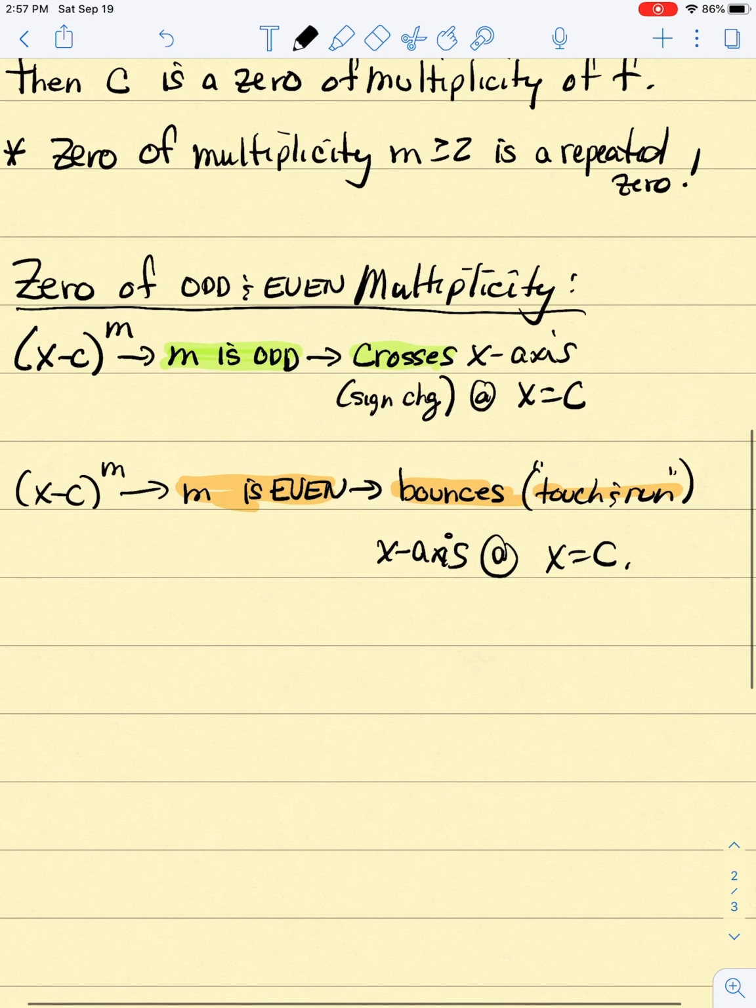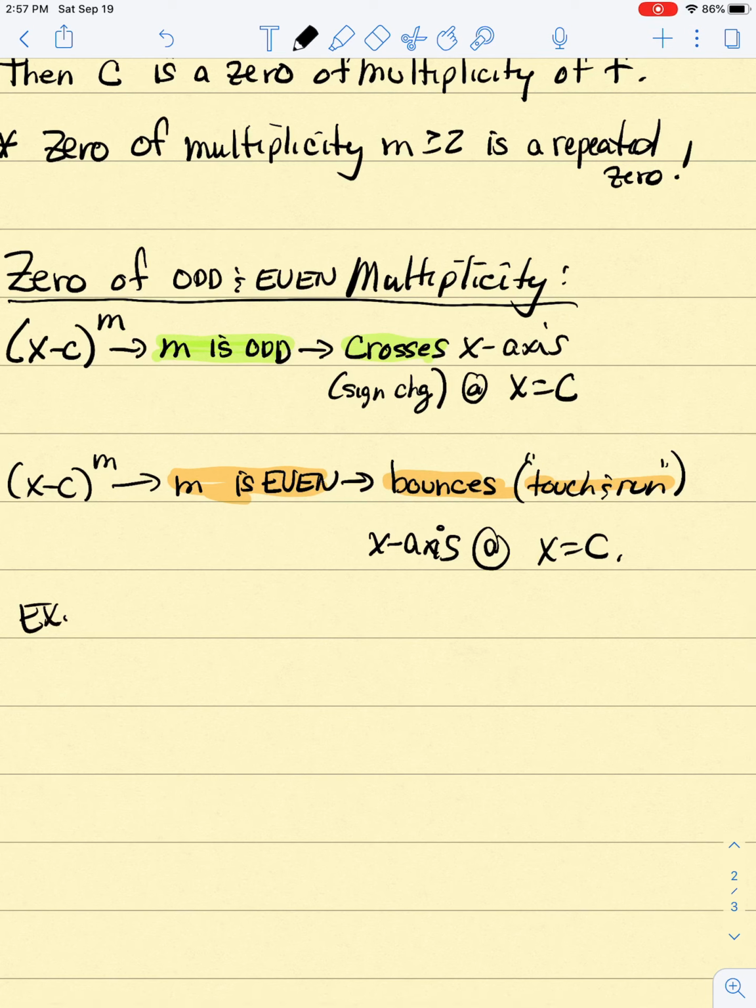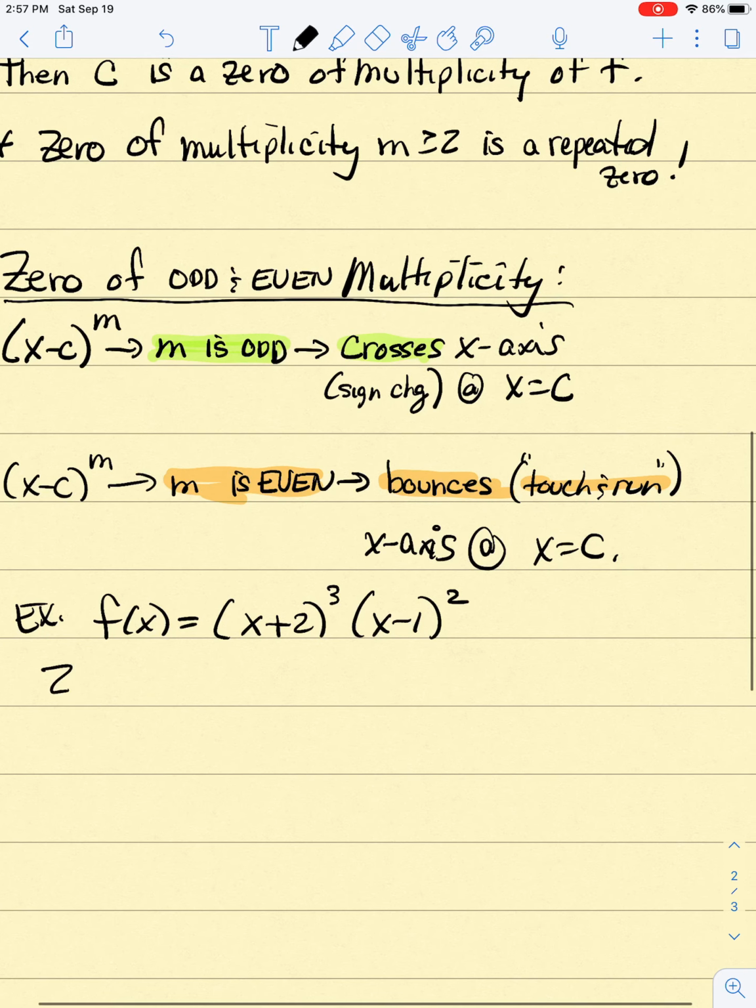Okay, so let's take a look here. Have a little example about multiplicity. Let's say that f of x, already factored nice and pretty here, is (x + 2)^3 times the quantity (x - 1)^2. What do we know? Well, we know there's some zeros. Where would your zeros be? Yes, you're right. It would be at x equals -2 and x equals 1. Those are your two zeros.